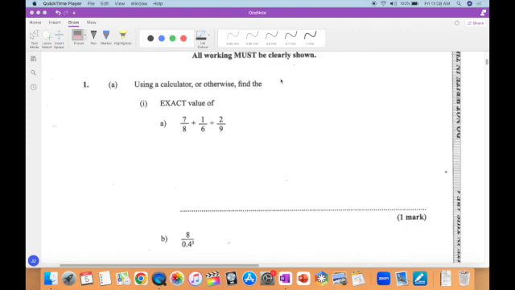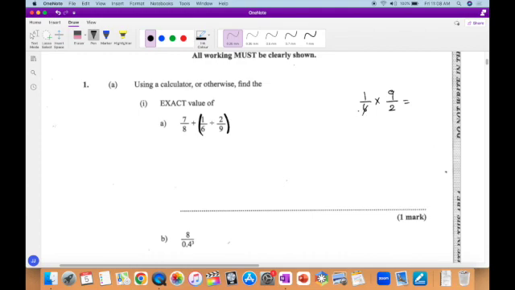So using a calculator or otherwise, find the exact value of that. Well, we know from BODMAS that you should do the division first. That is a division sign there, so this should be done first. And so let's just do that in the corner here, right? So 1 over 6, and we know that that will be multiplied by 9 over 2.